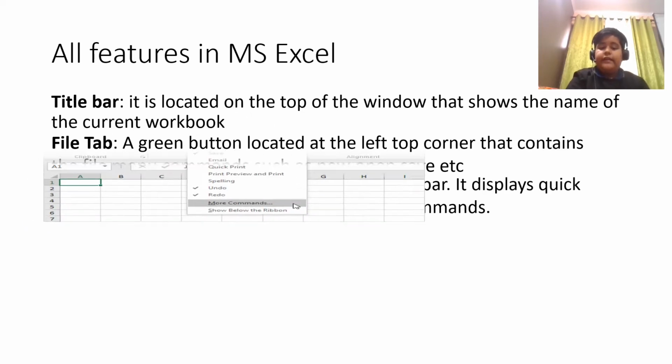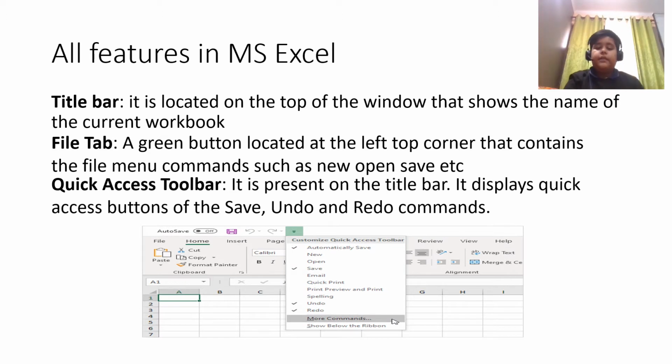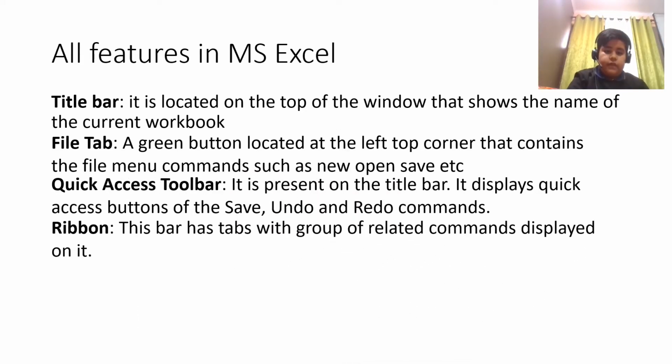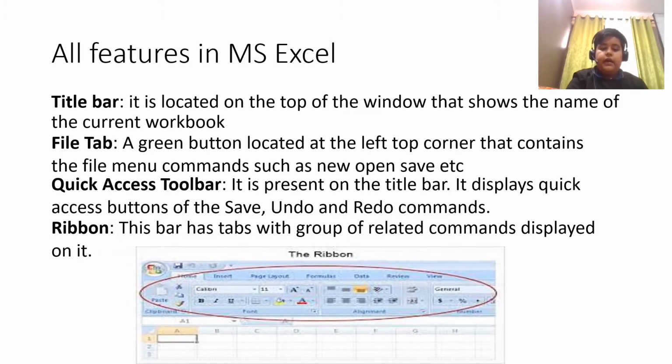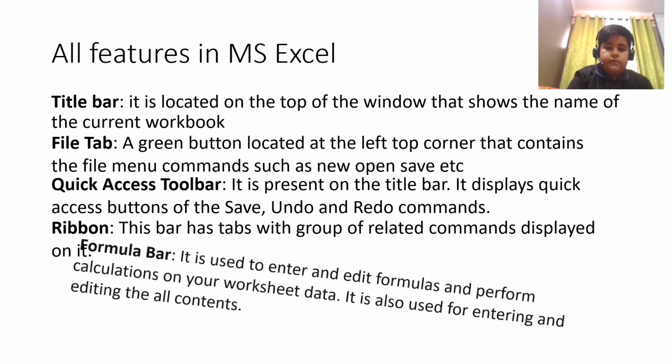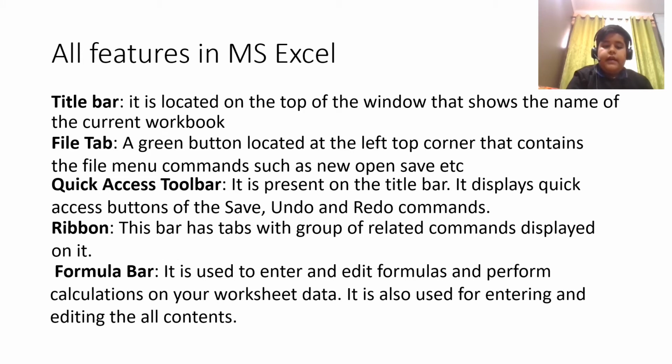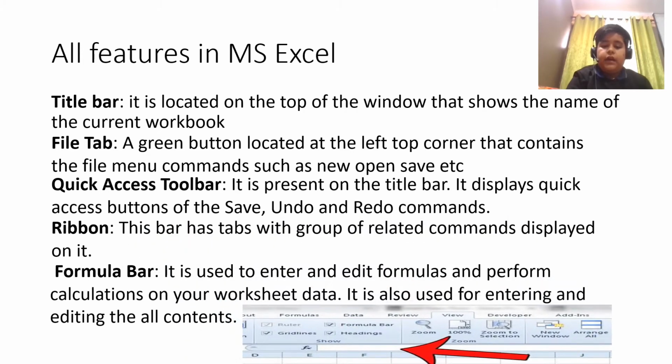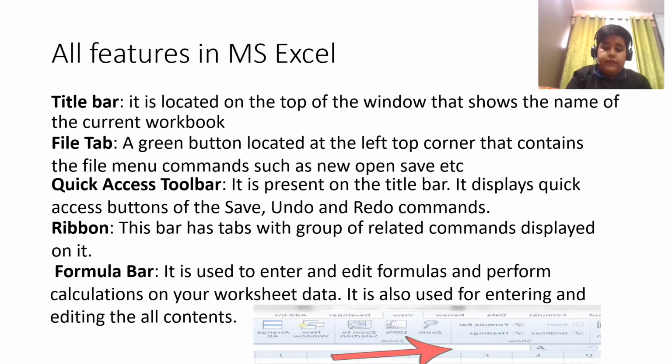Third, quick access toolbar. It is present on the title bar. It displays quick access buttons of save, undo and redo commands. Ribbon. This bar has tabs with groups of related commands displayed on it. Formula bar. It is used to enter and edit formulas and perform calculations on your worksheet data. It is also used for entering and editing all contents.